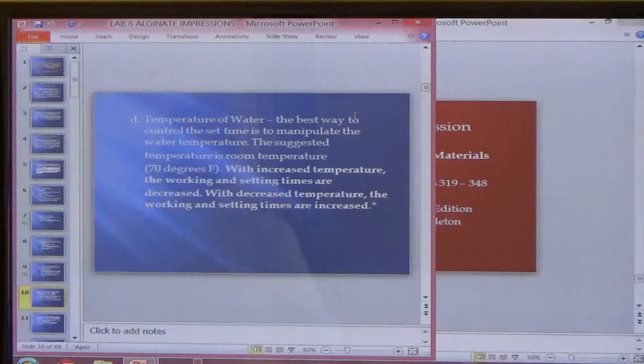So let's go into what the lab is. Let me just restart this.